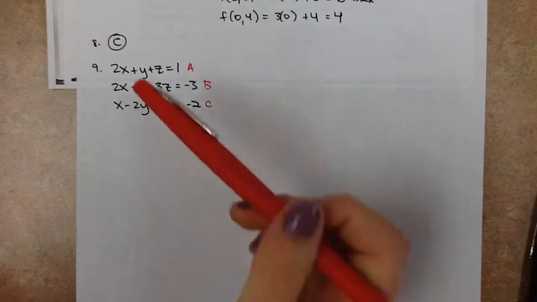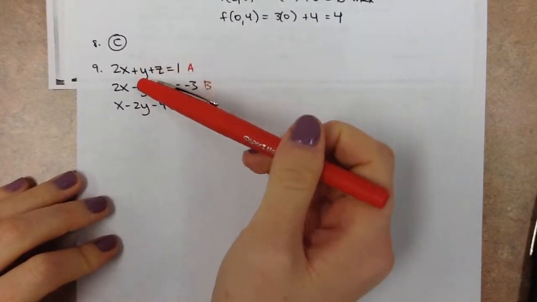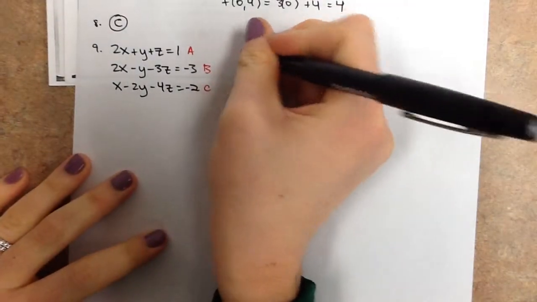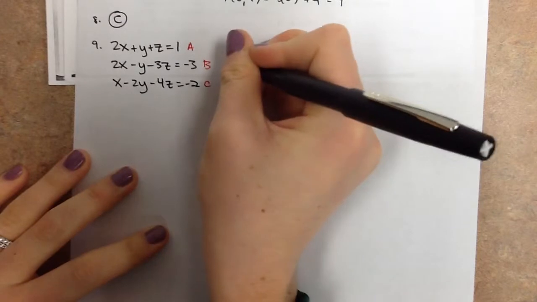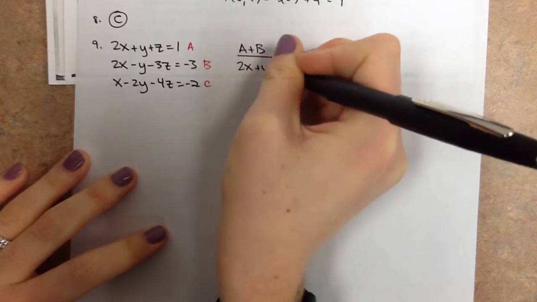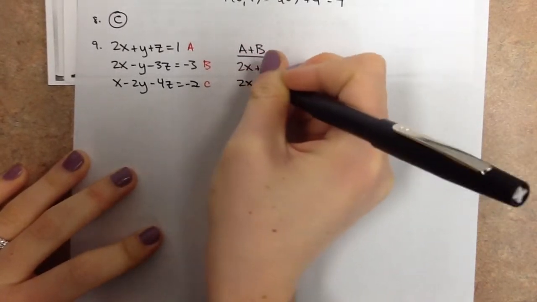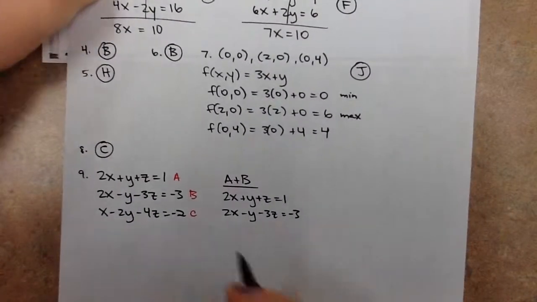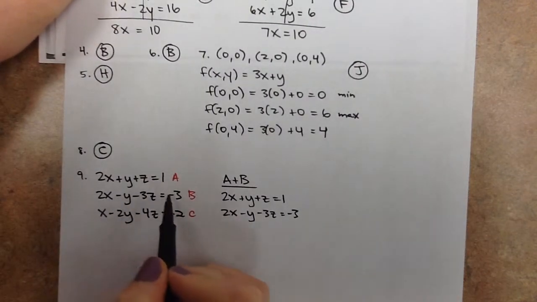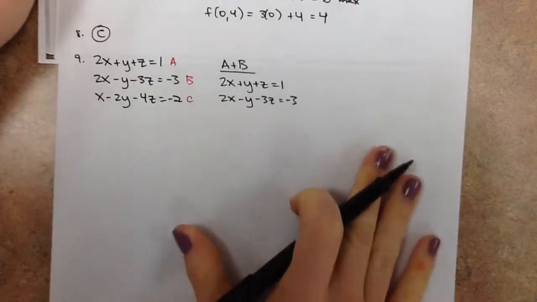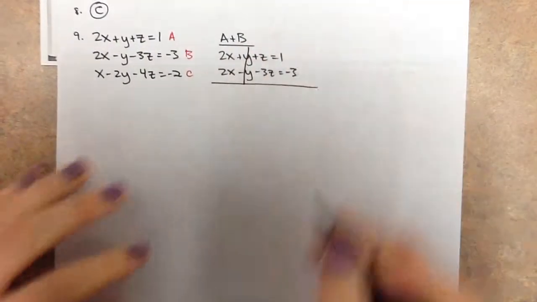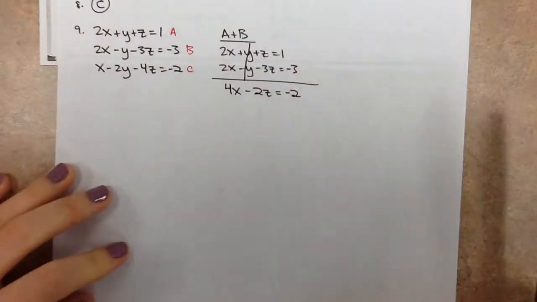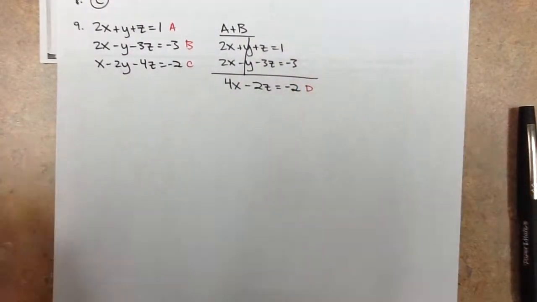So I'm going to say let's go with y's. Y's look pretty easy to eliminate, especially because this is an instant elimination. We don't have to do any multiplying. So A plus B, let's line them up right here. We've got equation A, equation B. I'm just going to double check before I move on that I've got everything copied down perfectly, because if you're missing even one sign, it would be disastrous. Good, okay. So these will eliminate. We get a 4x, a negative 2z equals negative 2. So once we get this new equation, we label this D, and we're going to use this in the next step.